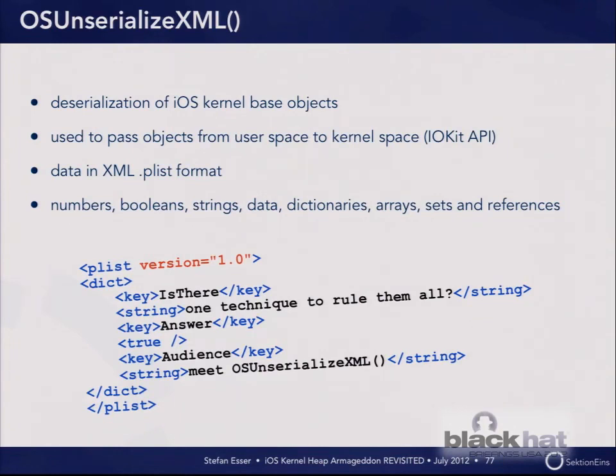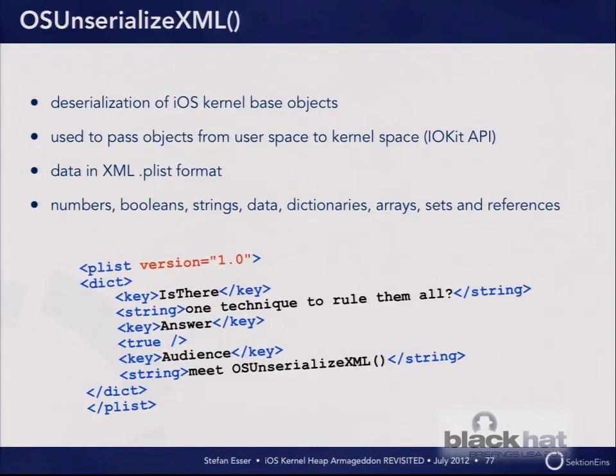For example, when you open an IOKit driver, you can give it a bunch of properties it should start with, and then it will call this function to deserialize the properties. But there are many other things, like when you want to match something, you also supply this. And in many API functions, you are able to pass user-controlled data to, or you're supposed to pass user-controlled data to, OSUnserializeXML.